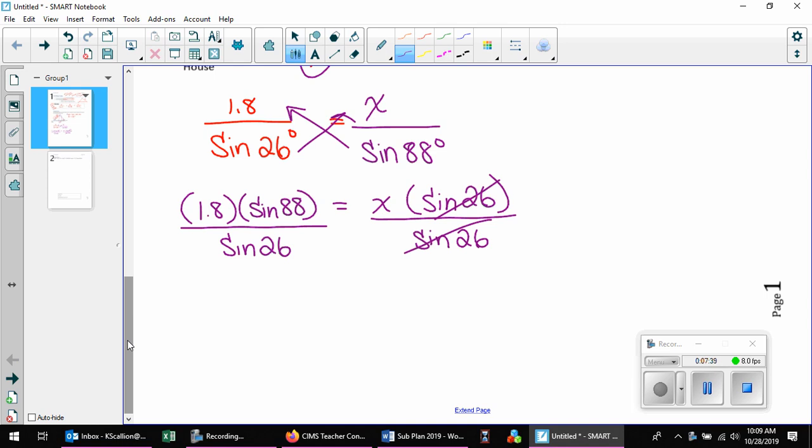So if you round it to 4 digits for the sine of 88, divide by 4 digits of sine of 26, you may or may not get the exact correct answer, and that will be a half-mark deduction for rounding. Harsh world.